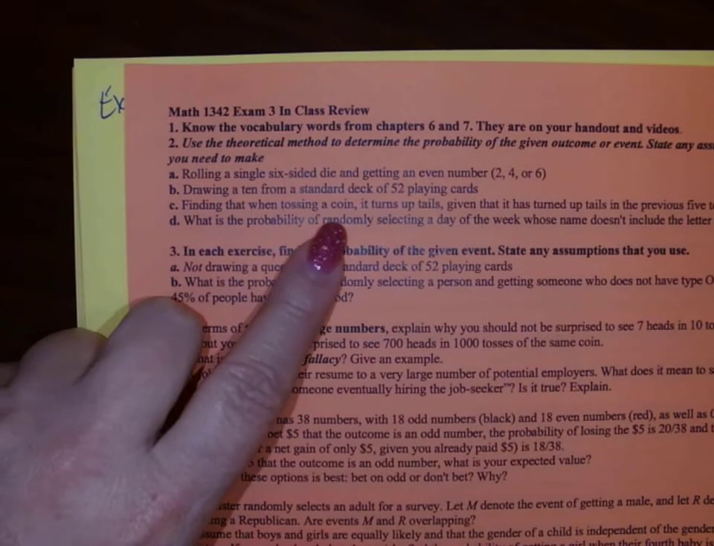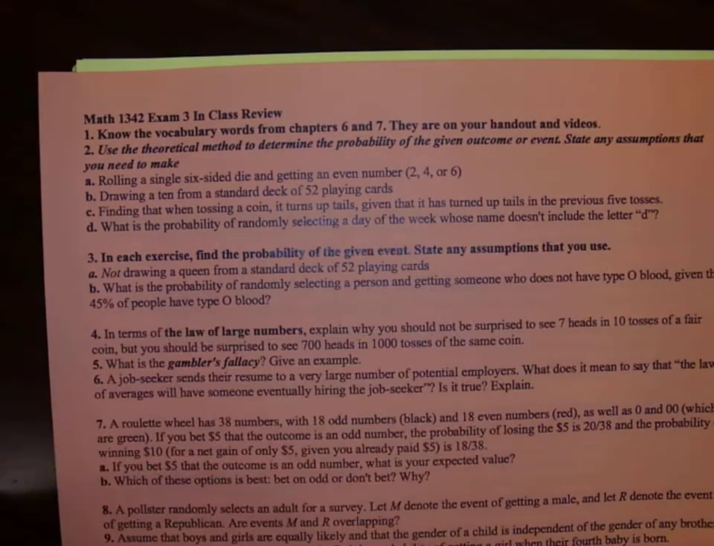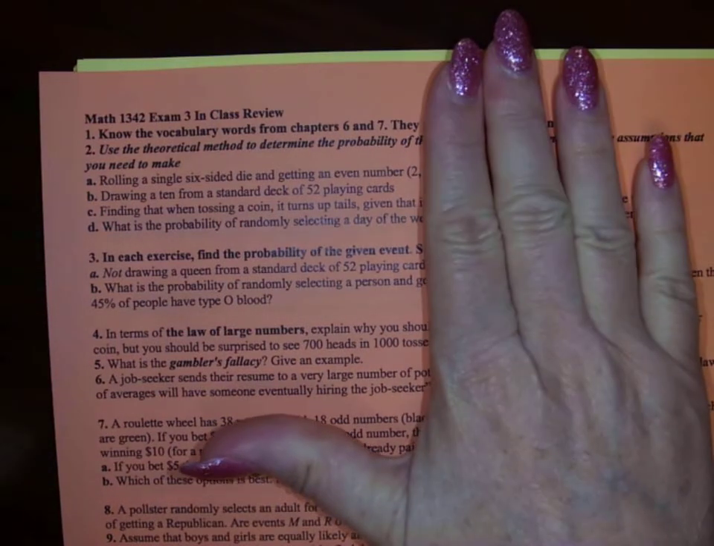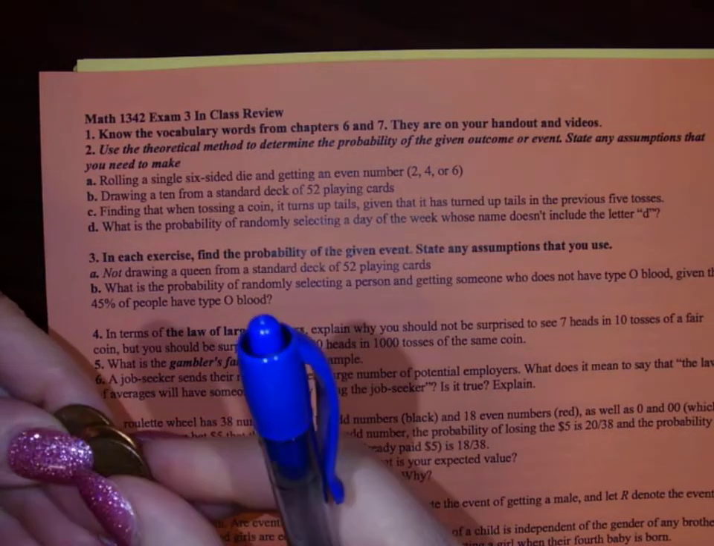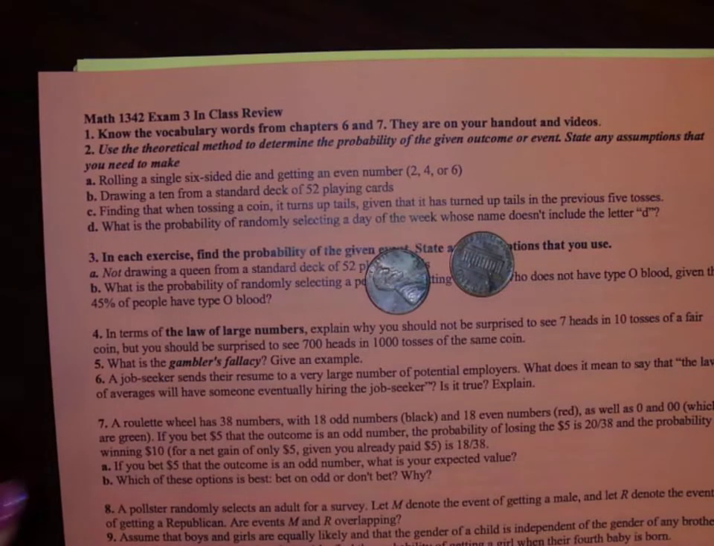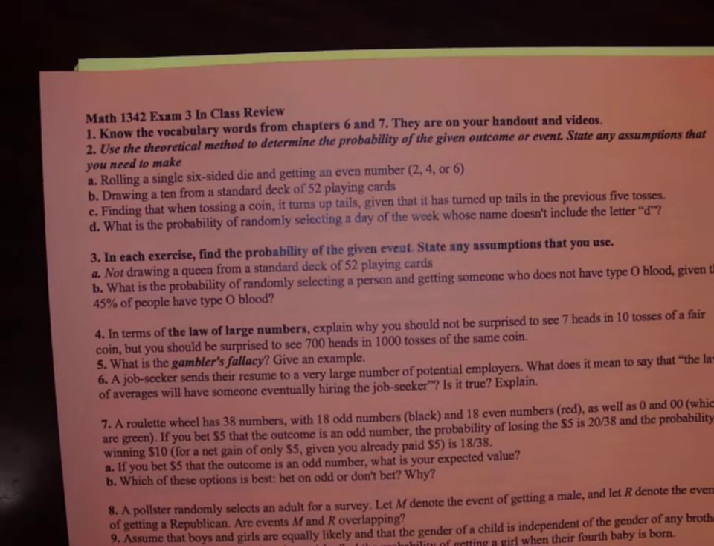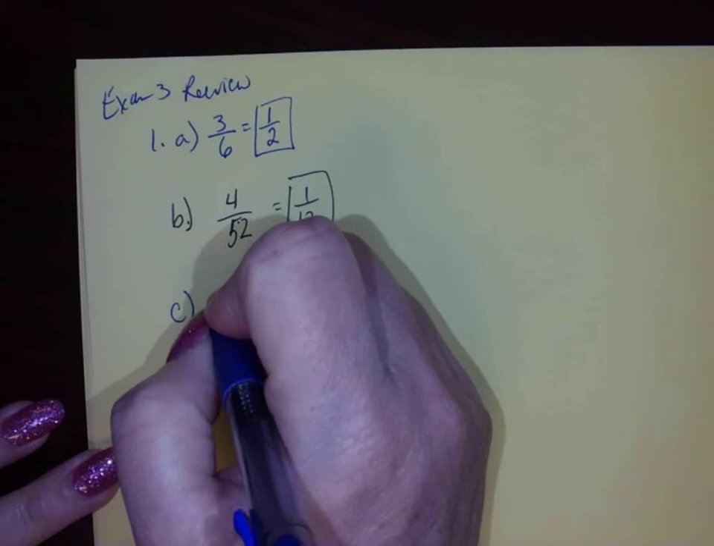All right, let's look at C. Finding that when tossing a coin, it turns up tails, given that it has turned up tails in the previous 5 tosses. So those previous 5 tosses have nothing to do with it. Remember, when we are flipping a coin, we always have the same possible outcomes. The possible outcomes are tails and heads. So it's always still going to be 1 out of 2. Just like when having a child, there's a chance of a boy or a girl. So for this one, even though they've added all this other stuff, it's going to be 1 out of 2.